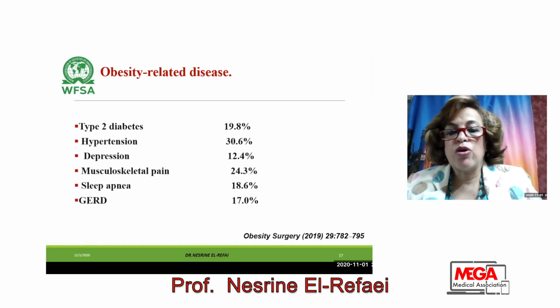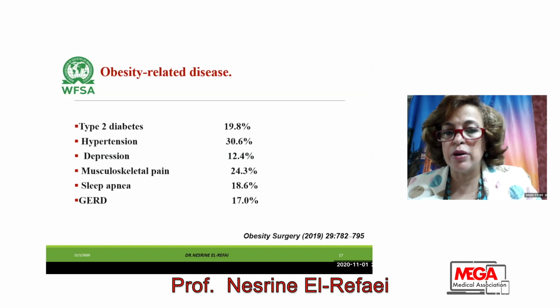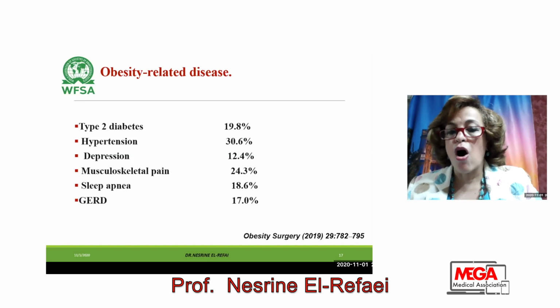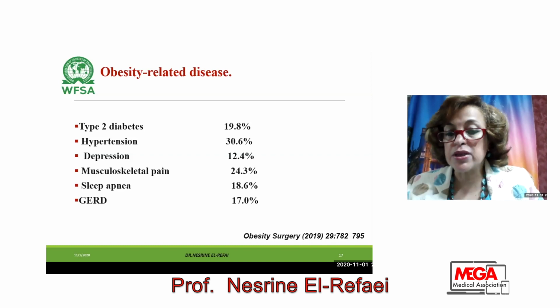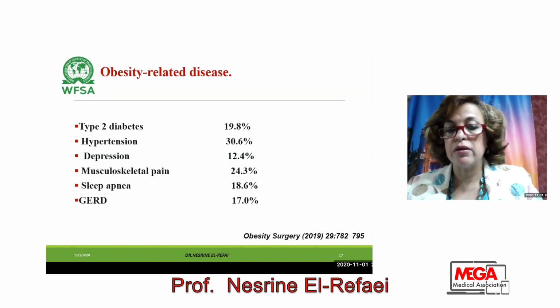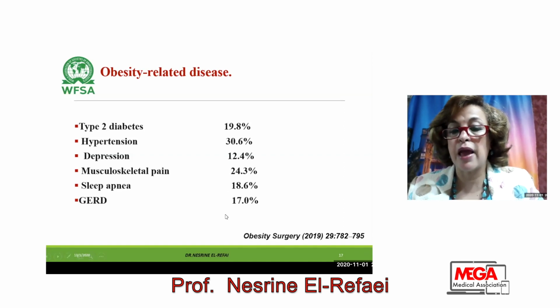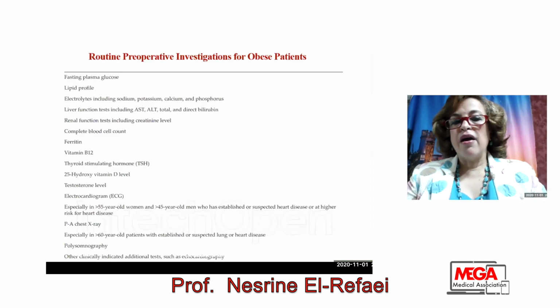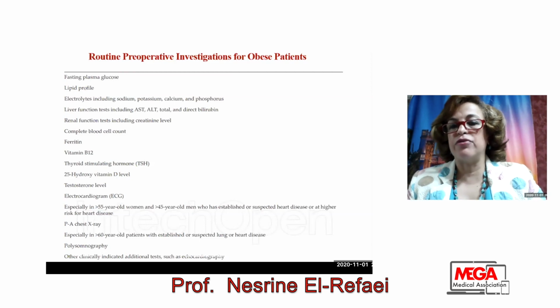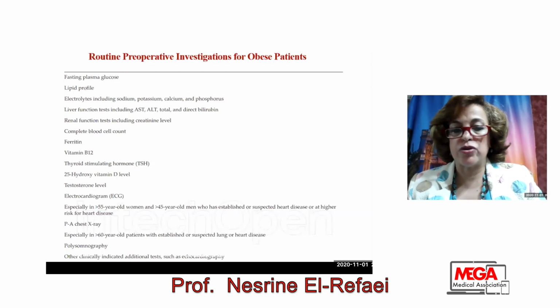Regarding obesity-related disease according to its incidence, in one of the recent studies, a large survey, they found that type 2 diabetes occurs in almost 20% of the obese patients. Hypertension occurs in 30%, depression in 12%, musculoskeletal pain in 24%, sleep apnea in about 18%, and GERD or the regurgitation in 17%. Here is a very long list of routine preoperative investigations that we do for obese patients.